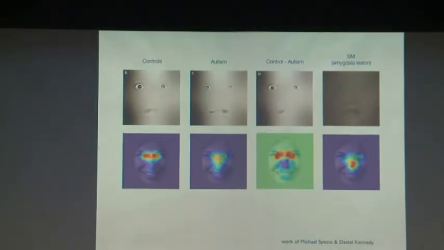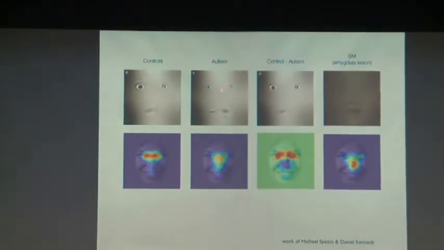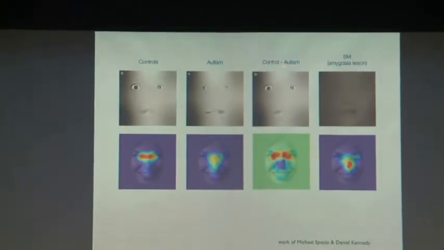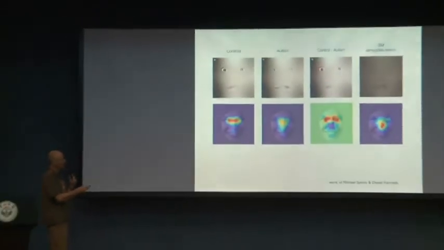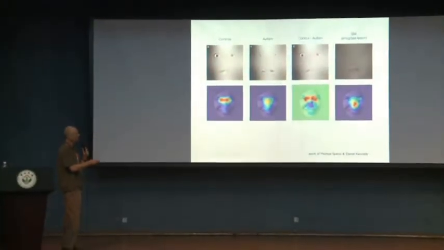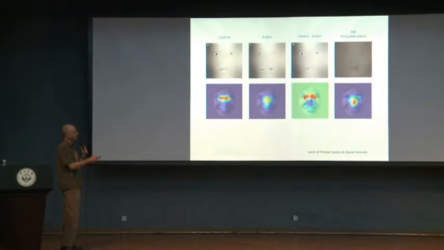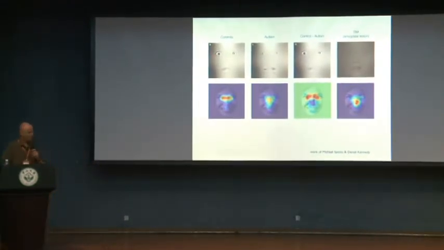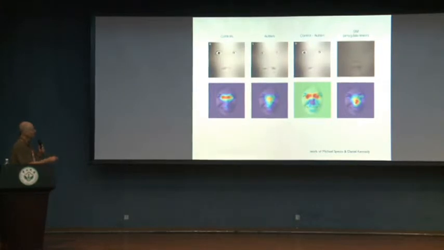So controls look at the eyes, and they use the eyes a lot. People with autism don't look at the eyes so much, and they use the eyes less. So you can see that in the difference here. This is the difference, control minus autism. Controls use the eyes a lot more. And the patient with amygdala lesions also uses the eyes less and looks at the eyes less. So the use of facial information is quite similar to where you look on the face, not surprisingly.